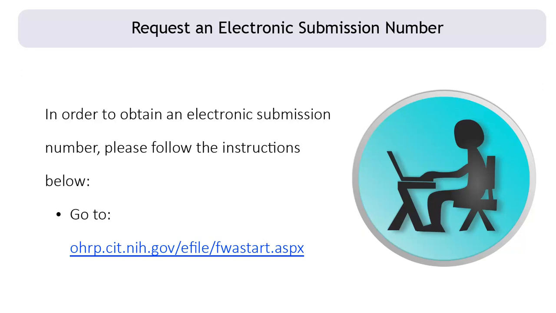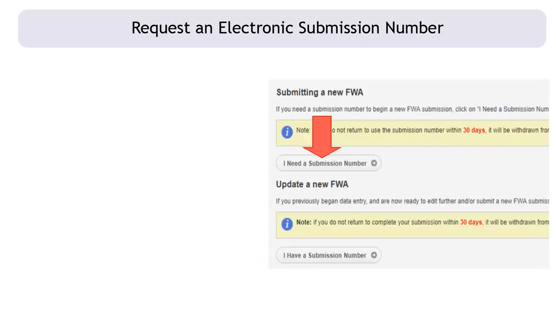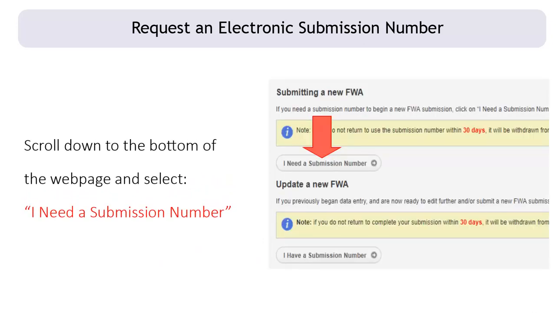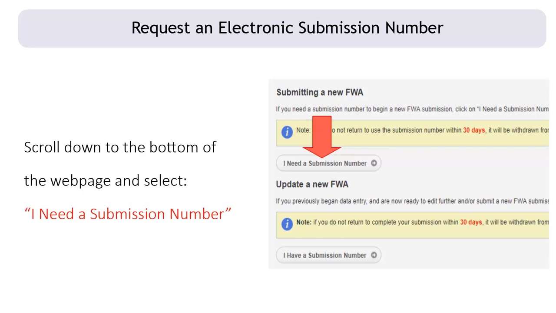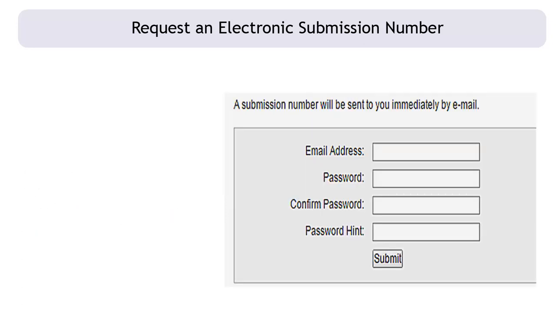Go to ohrp.cit.nih.gov/efile/FWA start.aspx. Then scroll down to the bottom of the web page and select I need a submission number. A new page will open.